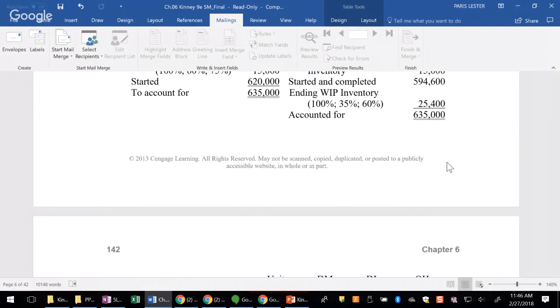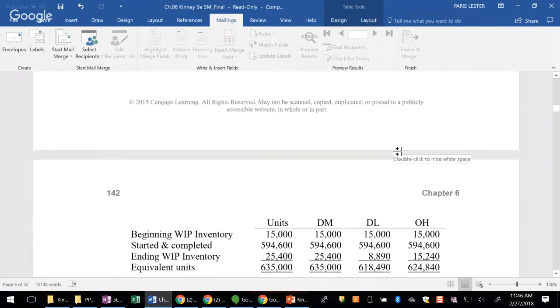Okay, Lorenzo, do you have any of A finished? I've got the materials part. What have you got for A? I've got for the materials equivalent unit of production, 635,000. Did you get 635? Yeah. And how about labor? I was working on it. Now labor 618,490 and overhead is 624,840. They didn't combine those into CC conversion costs because they have different percents.